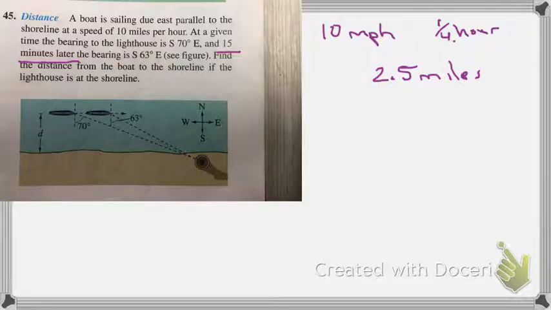And then it says the bearing is south 63 degrees east. Okay, so that's why they put this there. Got it. So most of the stuff is on there. It says find the distance from the boat to the shoreline if the lighthouse is at the shoreline. So find the distance from the boat to the shoreline. So I want to find that distance right there. I'm going to draw this down there. There we go. Got to find that distance.